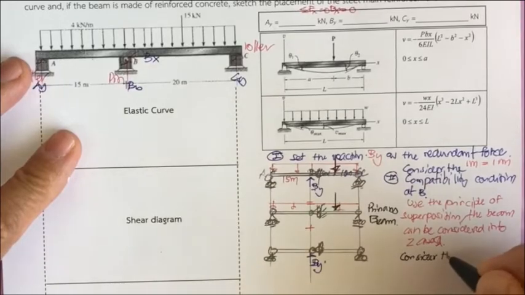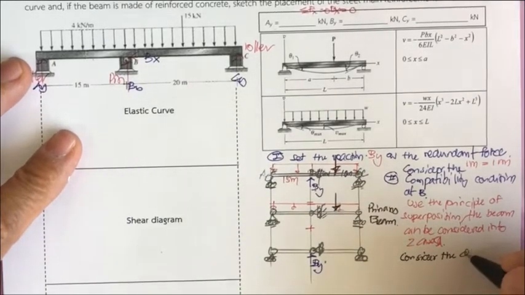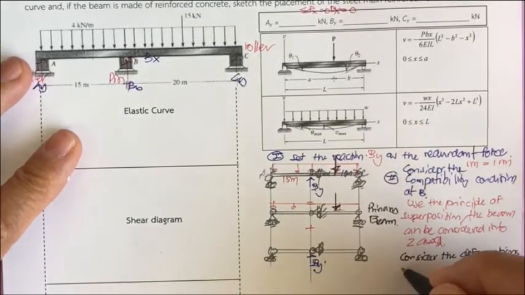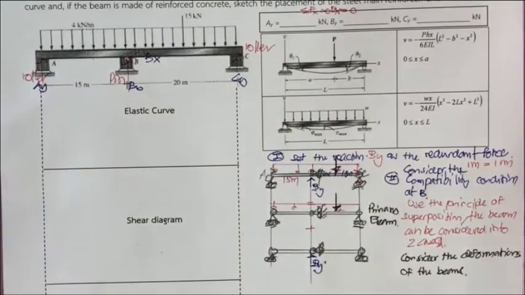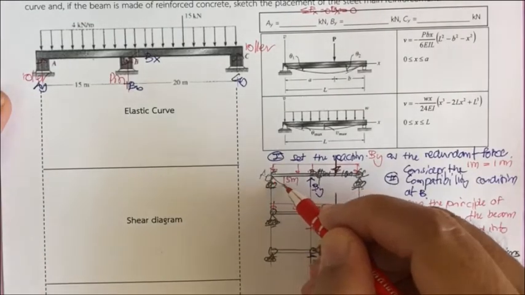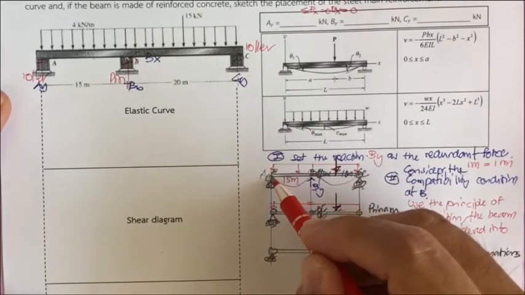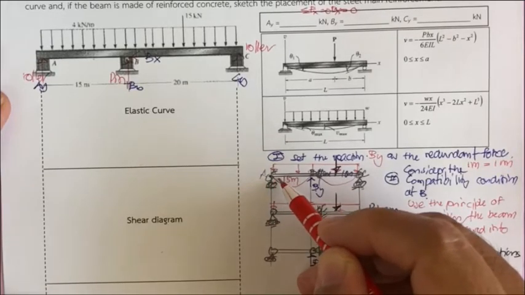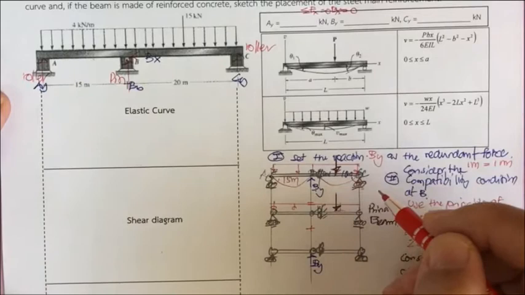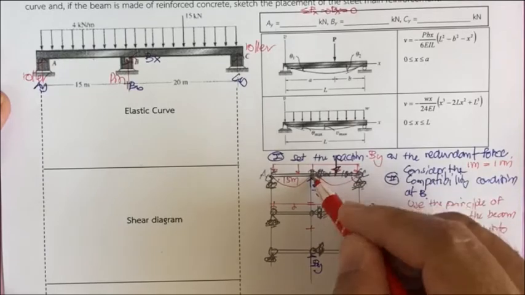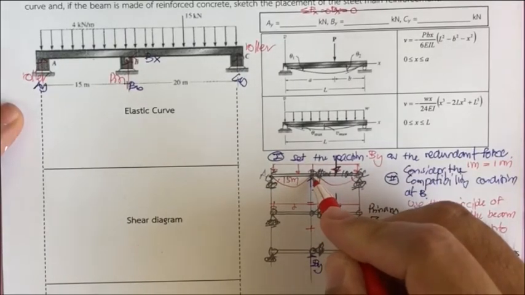Consider the deformation of the beams. Under the applied force, this beam will deform something like this. Since this one is a roller, there is only rotation around here. Also, this one has rotation around here, and there is no movement. So the displacement at this point is going to be 0.